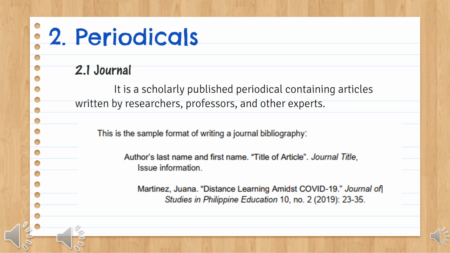This is the sample format of writing a journal bibliography. Page 9. You will find journal title, volume number, issue number, publication year, title of article, author, and page range.